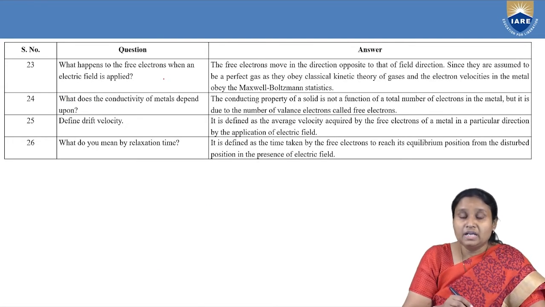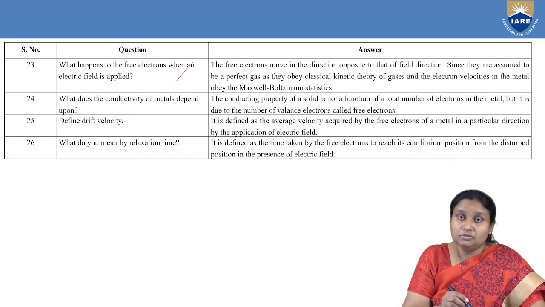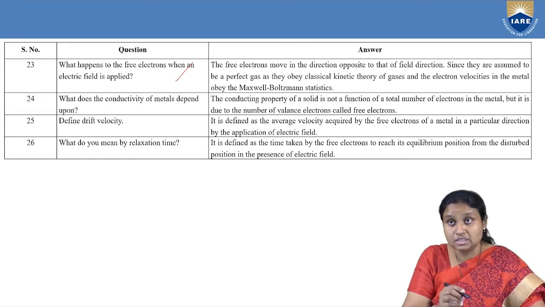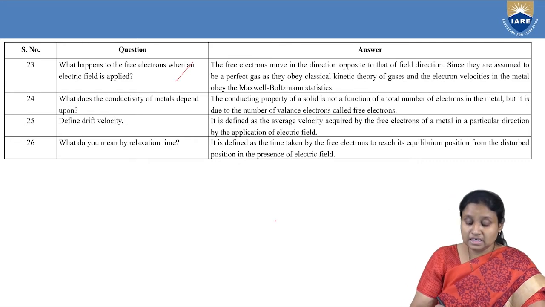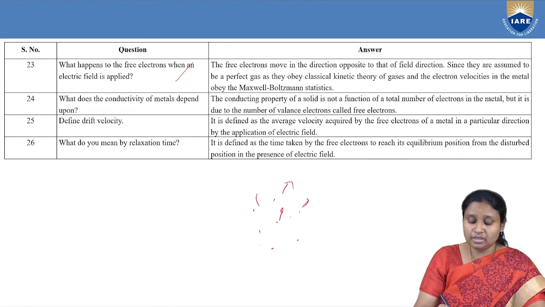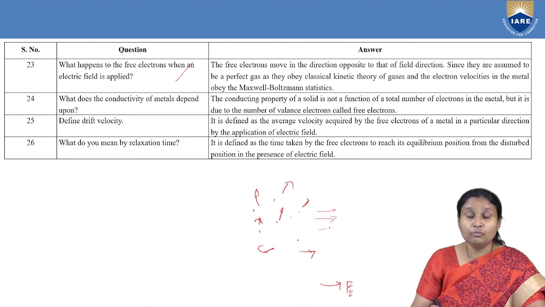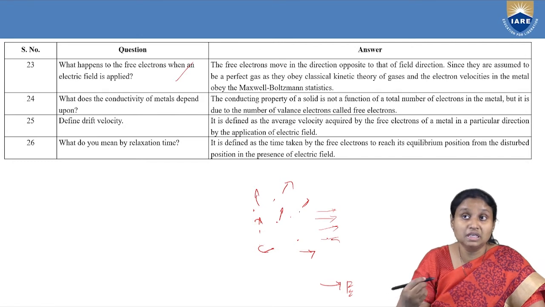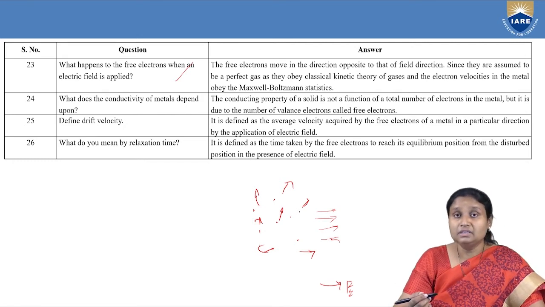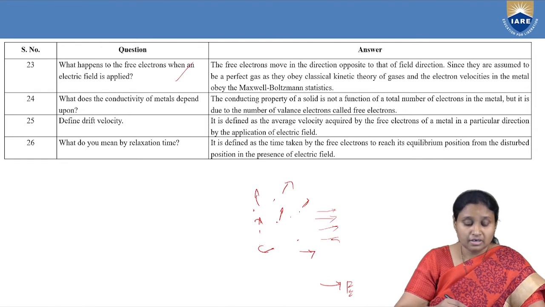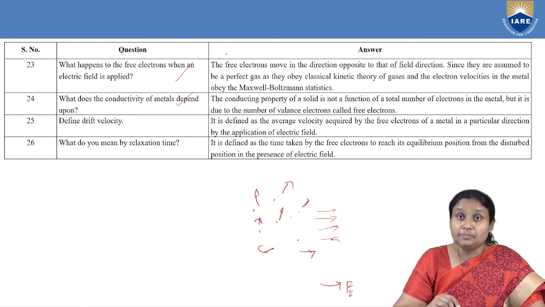Then, what happens to free electrons when an electric field is applied? In metal, electrons are moving randomly in all possible directions with all possible velocities, and they are colliding with each other. But if we apply an electric field to such electrons, all of them start moving in one particular direction. They gain velocity in that direction, and that velocity is called drift velocity. Now next, what does the conductivity of metal depend upon?